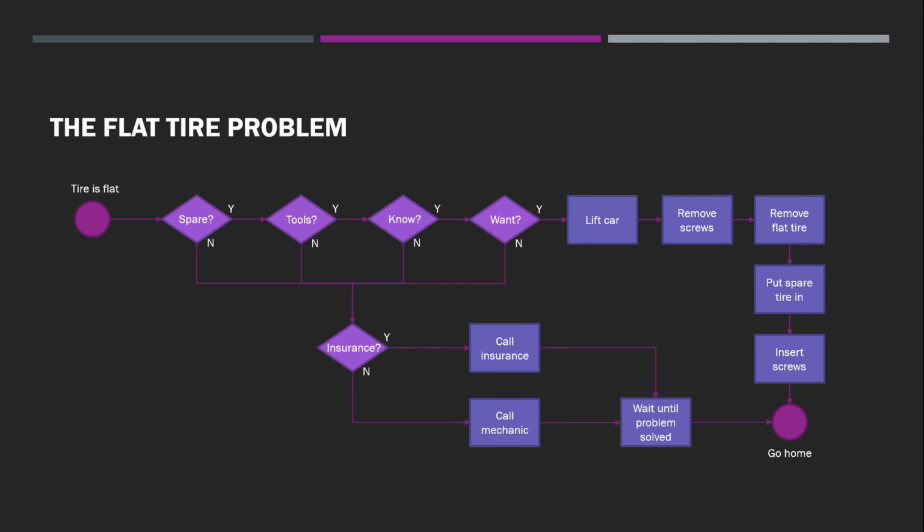If the answer is no to at least one of those questions, then the question is, do I have insurance? If I do, I can call the insurance. If I don't, then I have to find and call a mechanic. Regardless of which path I take here, the next step would be to wait until the problem is solved, so I can finally go home.